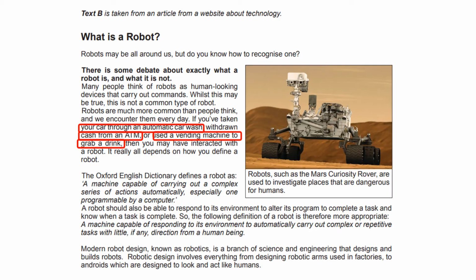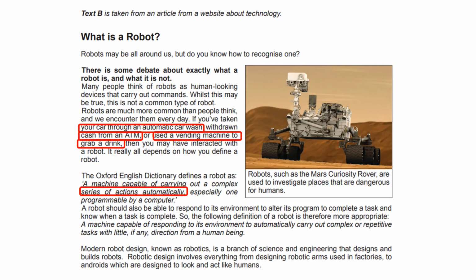"The Oxford English Dictionary defines a robot as a machine capable of carrying out a complex series of actions automatically, especially one programmable by a computer." That dictionary definition tells us what robots can be used for, so that has a place in my answer. "A robot should also be able to respond to its environment, to alter its program to complete a task, and know when a task is complete. So, the following definition of a robot is therefore more appropriate: a machine capable of responding to its environment to automatically carry out complex or repetitive tasks with little, if any, direction from a human being."